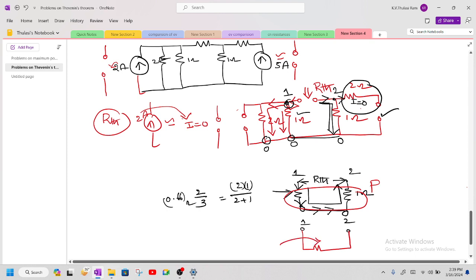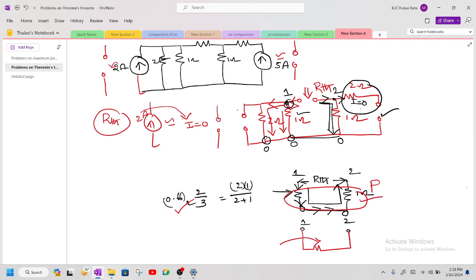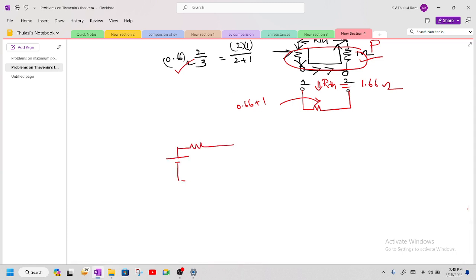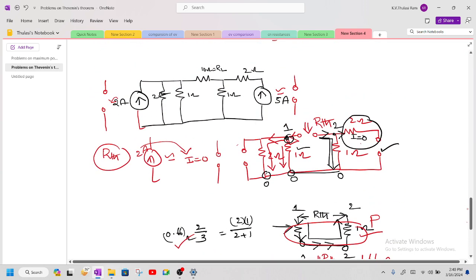This is 0.66, this is 1, so 0.66 plus 1, where we are going to get R Thevenin equal to 1.66 ohm. So now let's try to construct our Thevenin's equivalent circuit. We had got VOC, and we had got R Thevenin, and we are having the load resistor, which is nothing but RL. The RL given in the problem is 10 ohm.